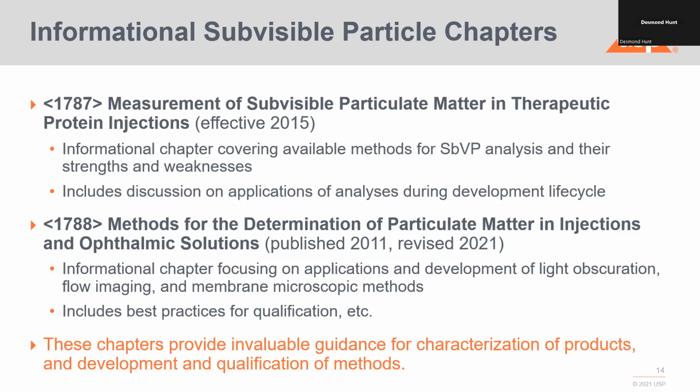1787, the measurement of subvisible particulate matter in therapeutic injections. This chapter was really meant to put out in this space all the current methods used today to measure subvisible particles analysis. We give their strengths and their weaknesses, and we talk about how these various instrumentations can be used over the development life cycle of a drug product.